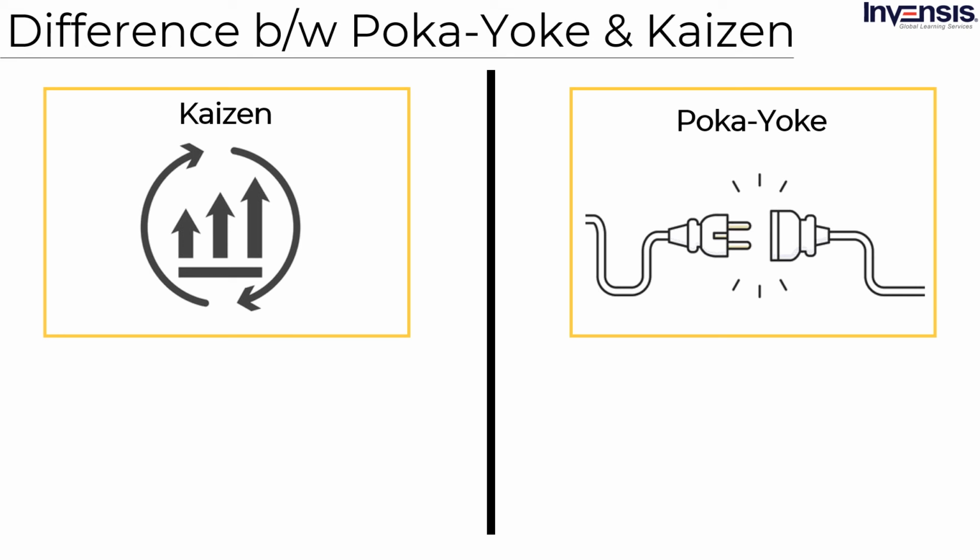Kaizen and Poka-Yoke both originated from the Toyota Production System, TPS. But, you might be wondering, how are they different from each other? Now, let us explore the difference between Kaizen and Poka-Yoke.